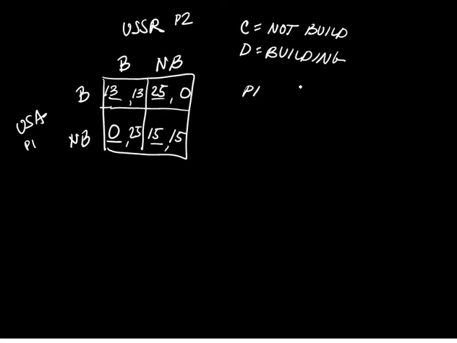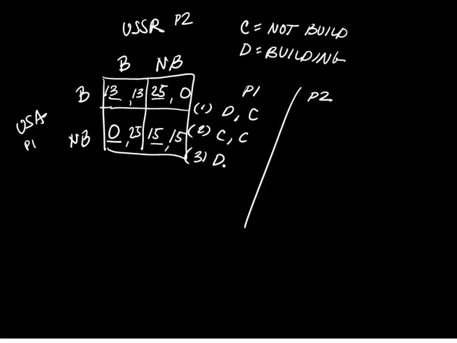Just like in the other game, let's talk about rank order preferences. The US would first like for them to build, but for the other side to not build. So defect, cooperate. Second would be for both not to build. Third would be for both to build. And fourth would be to be the patsy.